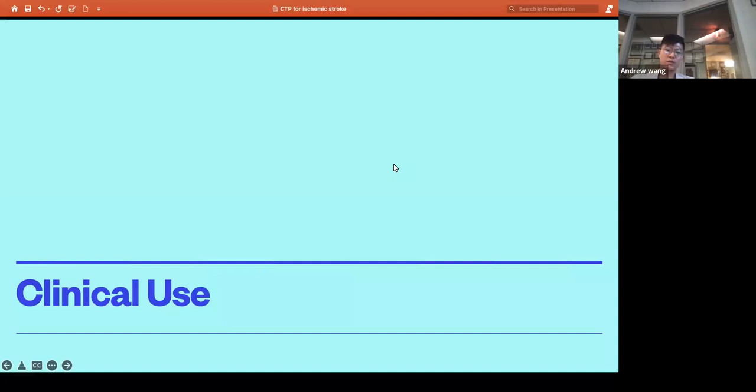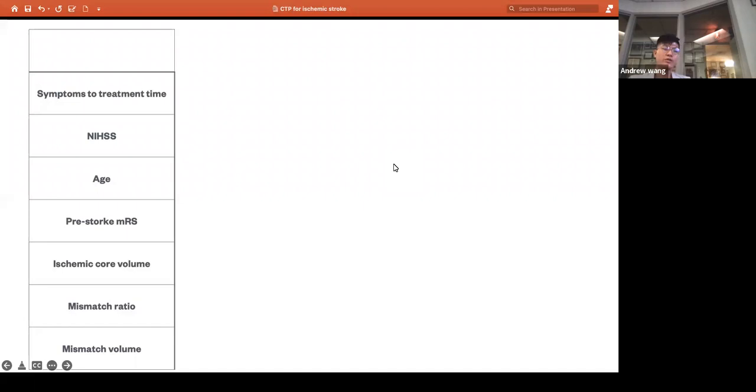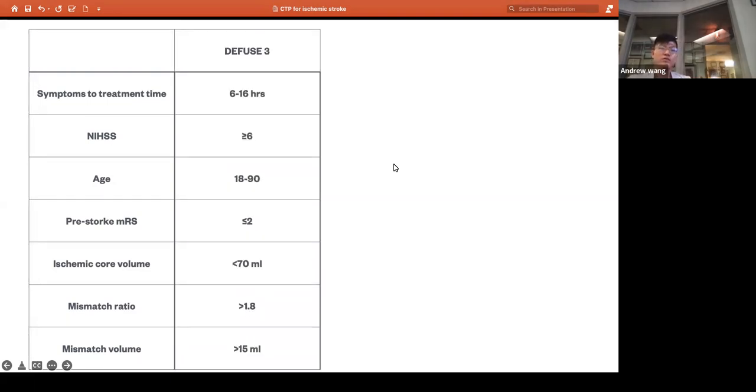So how are we going to use this in clinical practice? There are 3 major trials, and the guidelines and criteria are based on these trials. The first is the DEFUSE 3 trial. In all of these trials, they use CT perfusion study to look at patients with a small ischemic core and a high mismatch ratio, which means they have a large ischemic penumbra, the area where we can reverse the damage, and a small, really infarcted tissue.